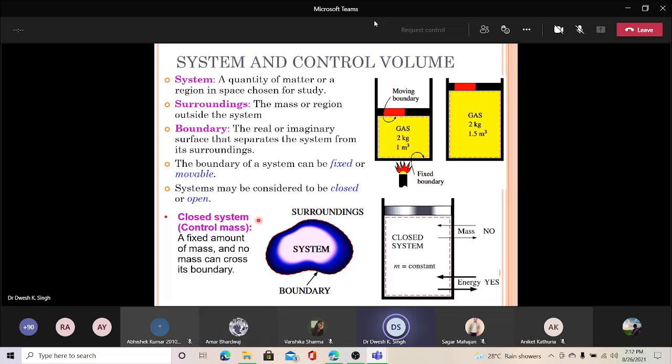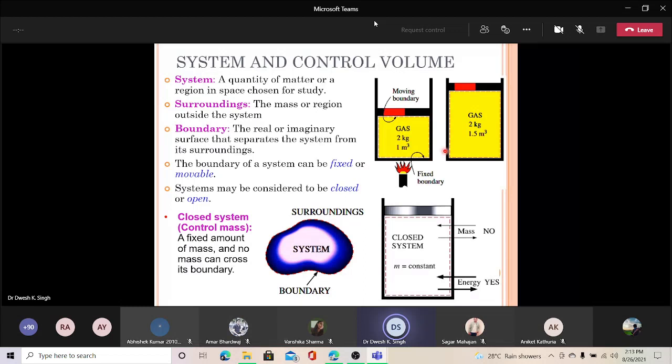System means the quantity of matter or a region in space chosen for a study. Like here, if you have chosen this red dotted line, that region will be your region of study. That is basically called the system. Whatever is outside that system is called the surroundings, and the boundary is like this dotted line, the boundary which surrounds that system.